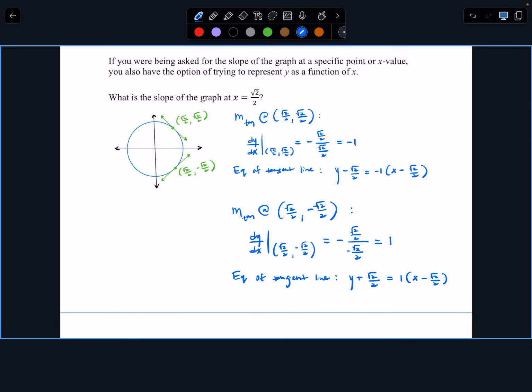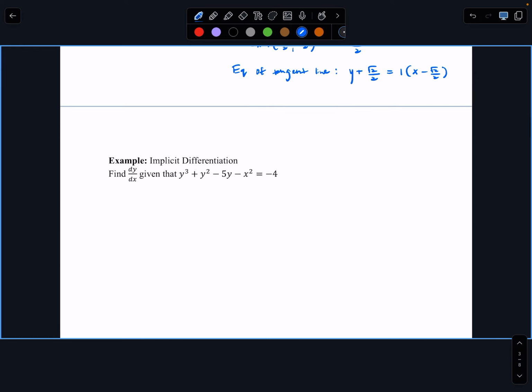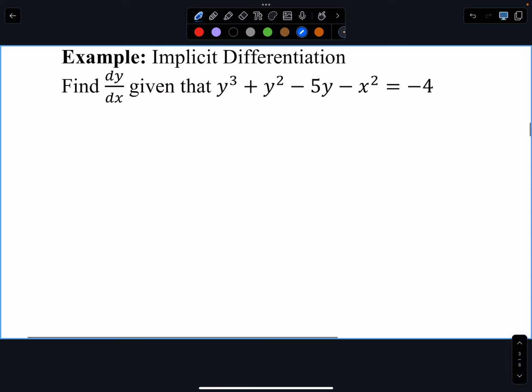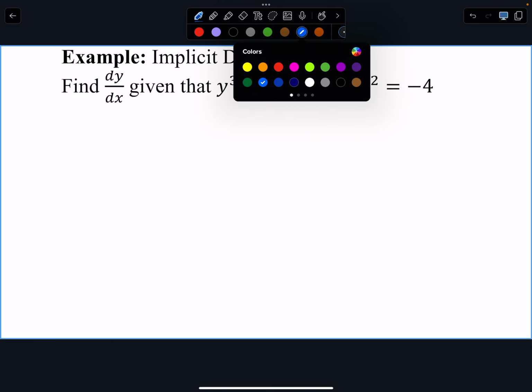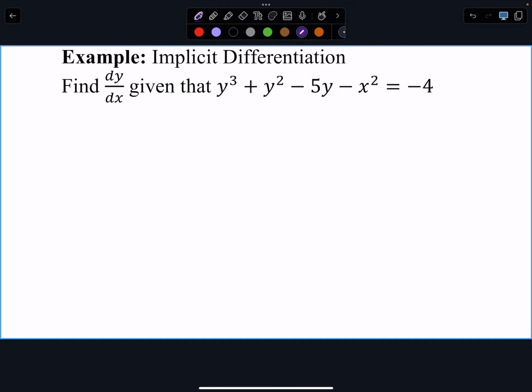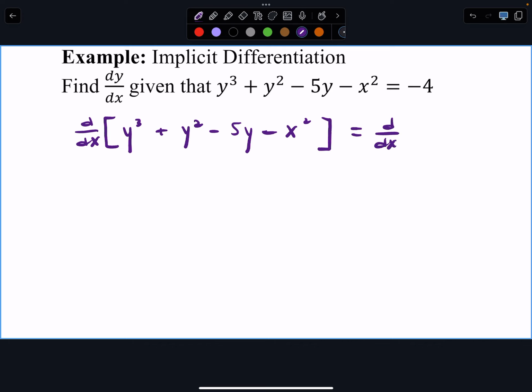Okay, so we found the slopes at each of those points to the graph of x squared plus y squared equals 1. Okay, let's step it up a notch. Let's do this one together just since we haven't differentiated yet today. So a little reminder: remember, we are differentiating each side of the equation with respect to x. And when we do this, we're thinking chain rule, chain rule, chain rule.